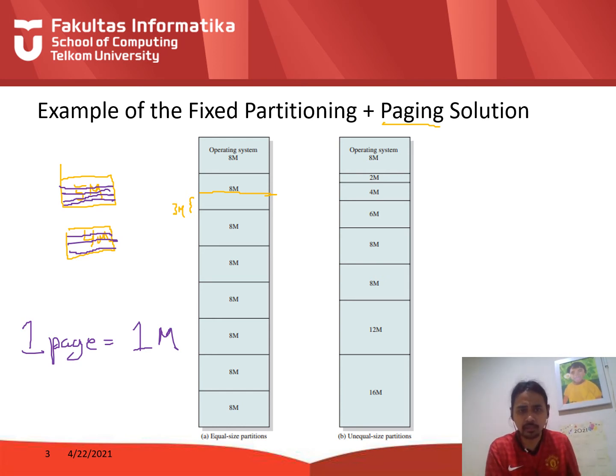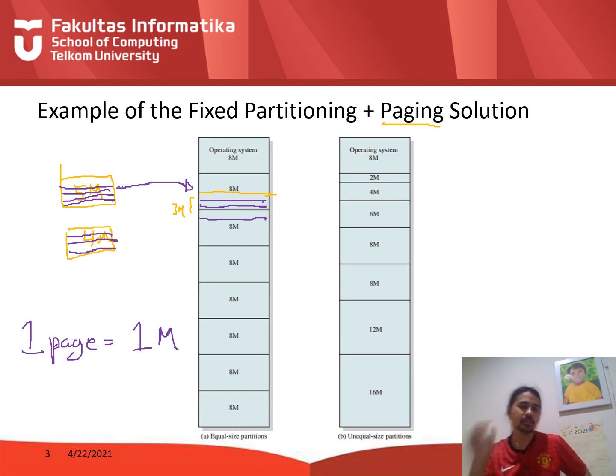So here, all 5 pages of process 1 go here. And although we have a gap of 3 megas, we can put 3 pages of the second process here, and then we can put the last one in another partition. So that solves our problem.